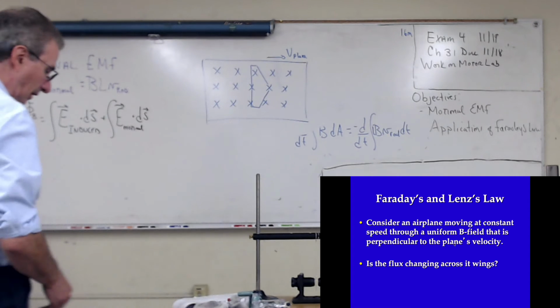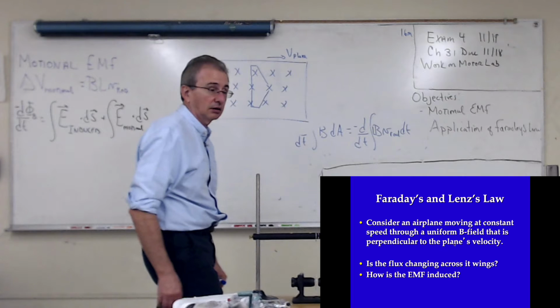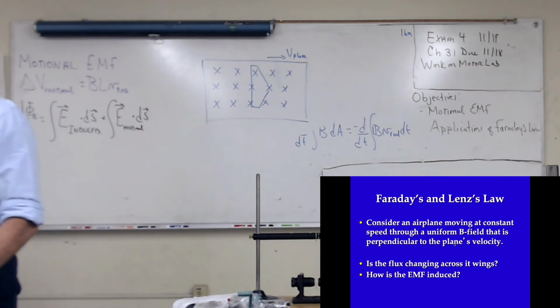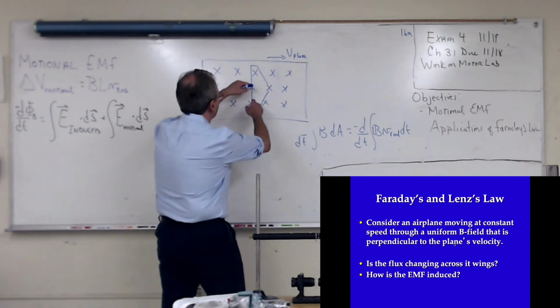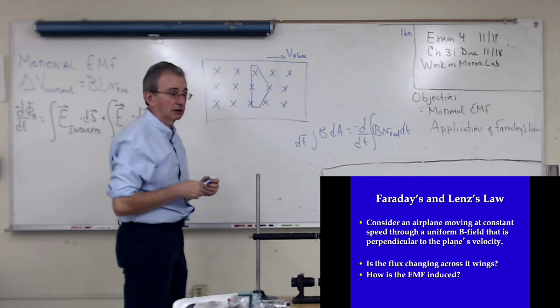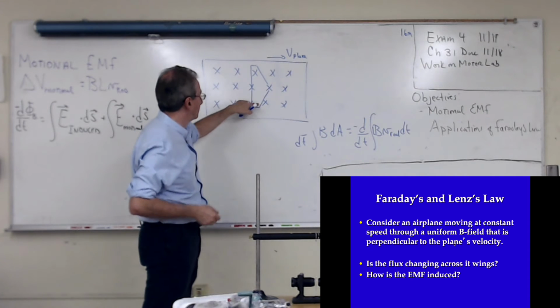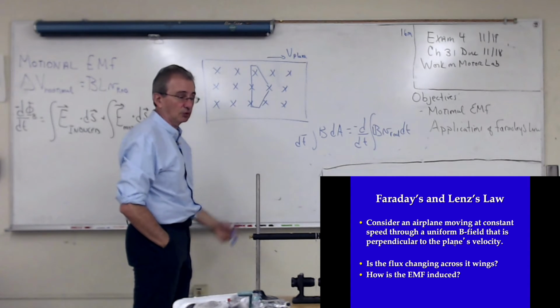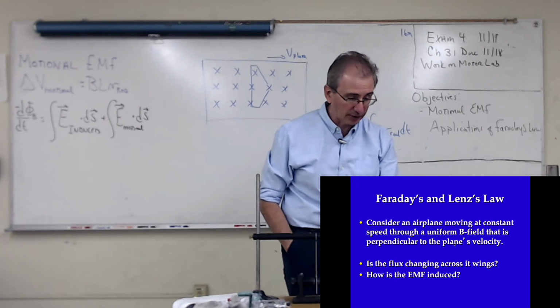Will there be an EMF induced on the plane, on the wings? Yeah, there will be. But there won't be a current induced. There's no changing flux. What will happen is the charges will separate, and once they separate, that's it. You'll have positive charge here, negative charge here using the right-hand rule. You will have an induced EMF, but there's no changing flux. There's not going to be any current induced.